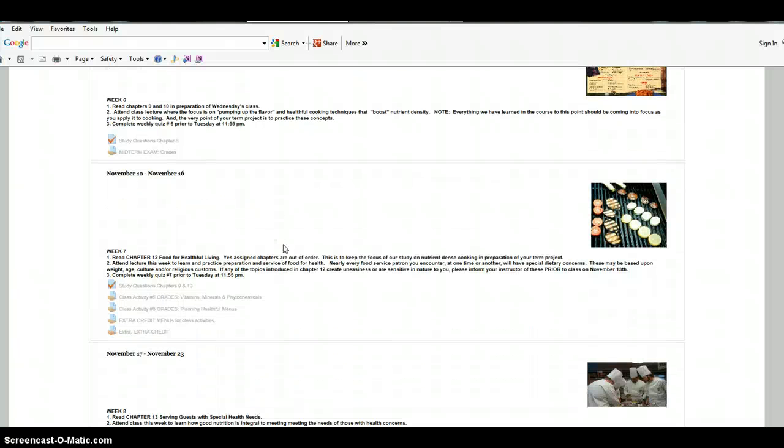Week 6, we're talking about nutrient-dense recipes, and week 7, we continue that with food for healthful living. This particular week, if you have any special concerns about the topics being covered in Chapter 12, please do look ahead at those, and if you have concerns, bring them to my attention as soon as possible.